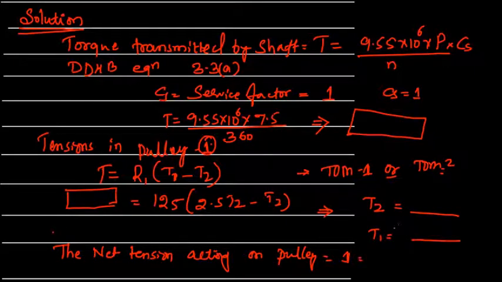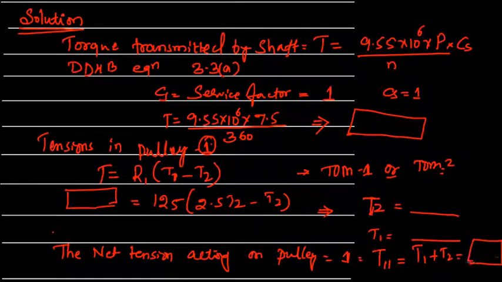Okay, let us go for this as T11. I'll go for T1, T2 here, and T11 here. So now this is equal to what? T1 plus T2, you are going to get the net tension of pulley 1. Right? Now, similarly calculate tensions in pulley 2.